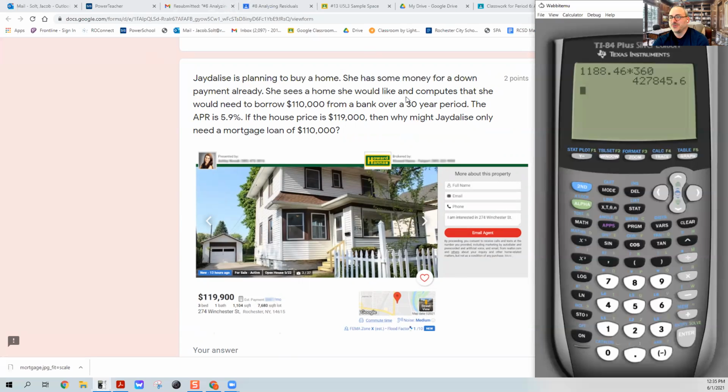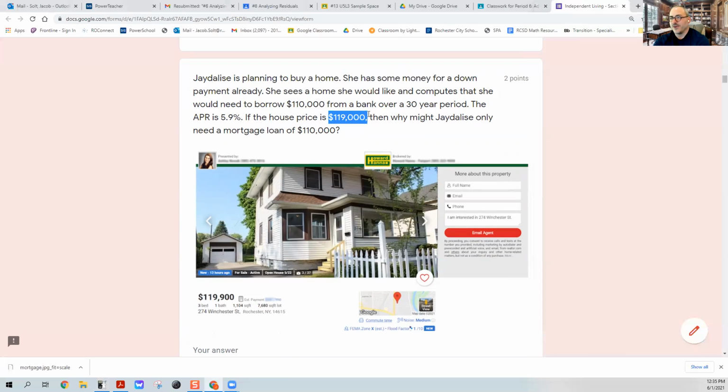Jadalise sees a home she would like at 274 Winchester Street, and she computes that she would need to borrow $110,000 from a bank over a 30-year period. The APR is 5.9%. If the house price is $119,000, then why might Jadalise only need a mortgage loan of $110,000? Let's say she negotiated them down $900. If the home is selling for $119,000, why does she only need a loan for $110,000?